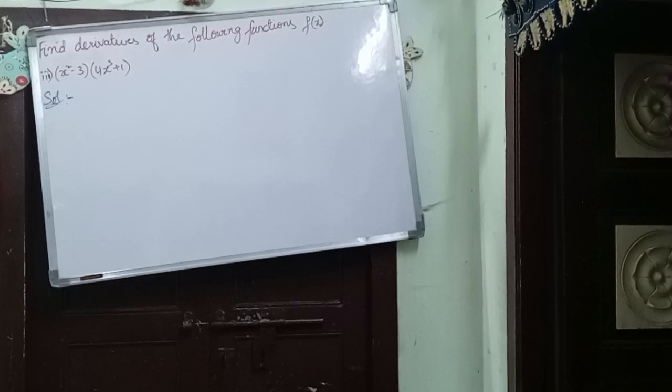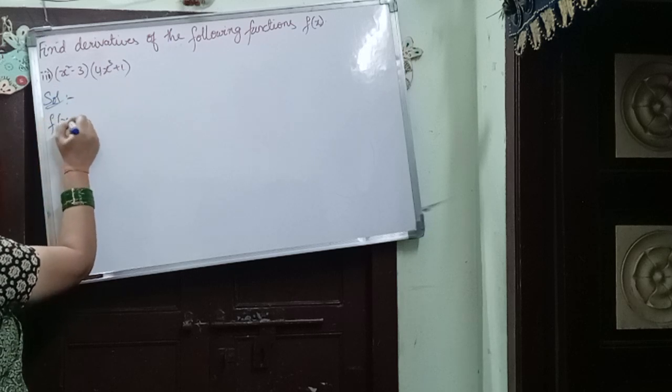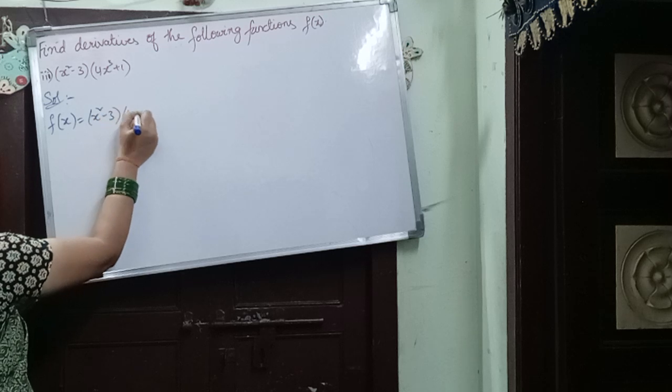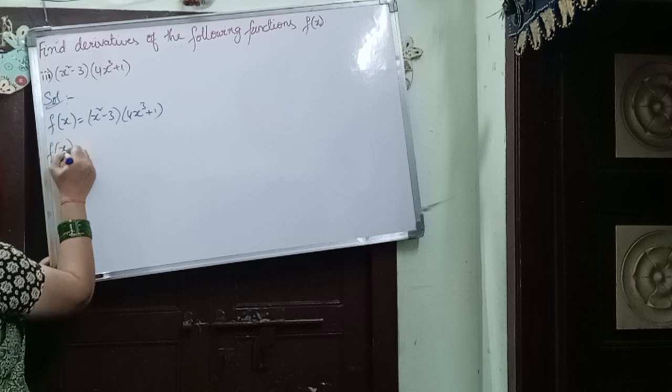The question is again, find derivatives of the following functions. What is the function given? x square minus 3 into 4x cube plus 1. First of all, take this as the function f of x equals x square minus 3 into 4x cube plus 1. Okay. So f of x equals, what will you get?